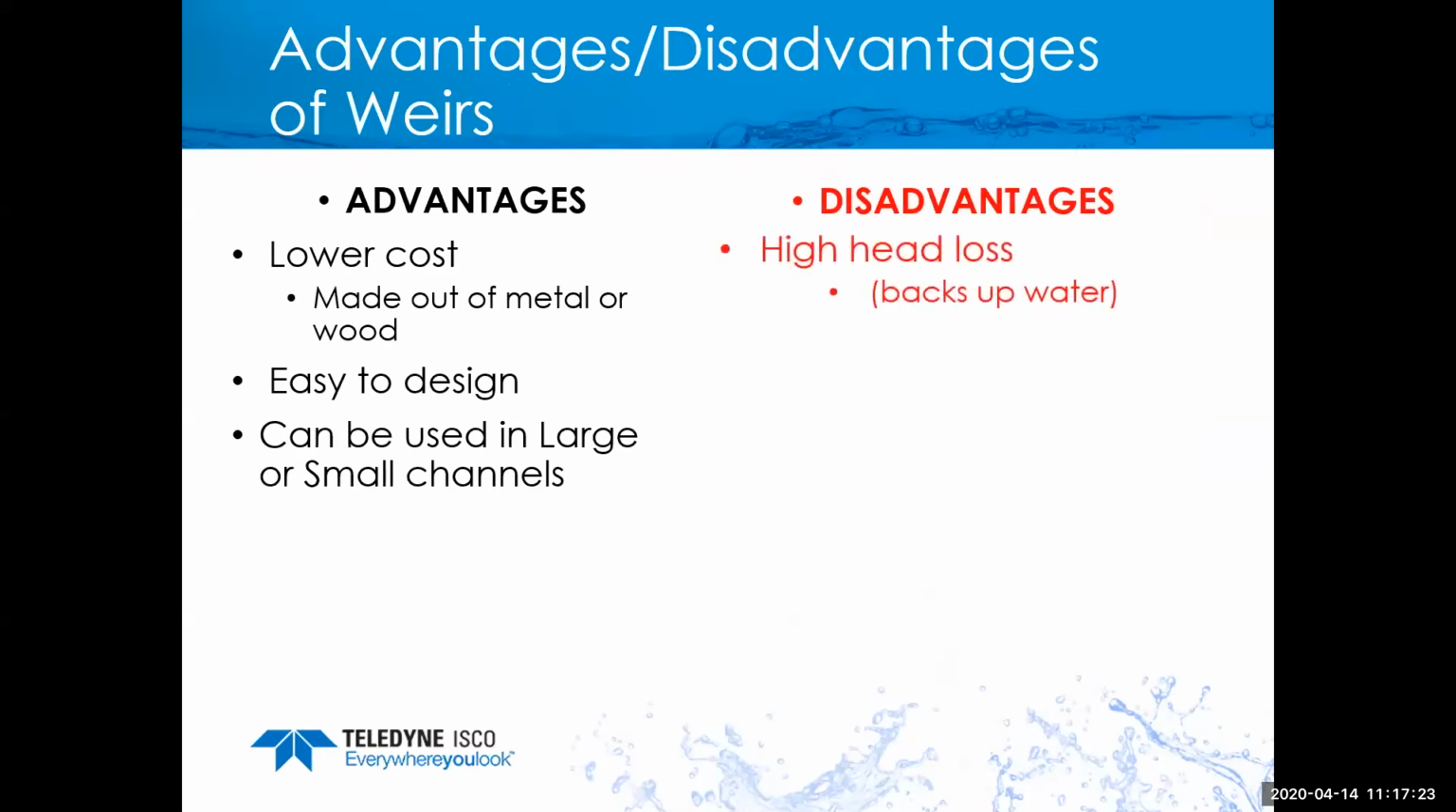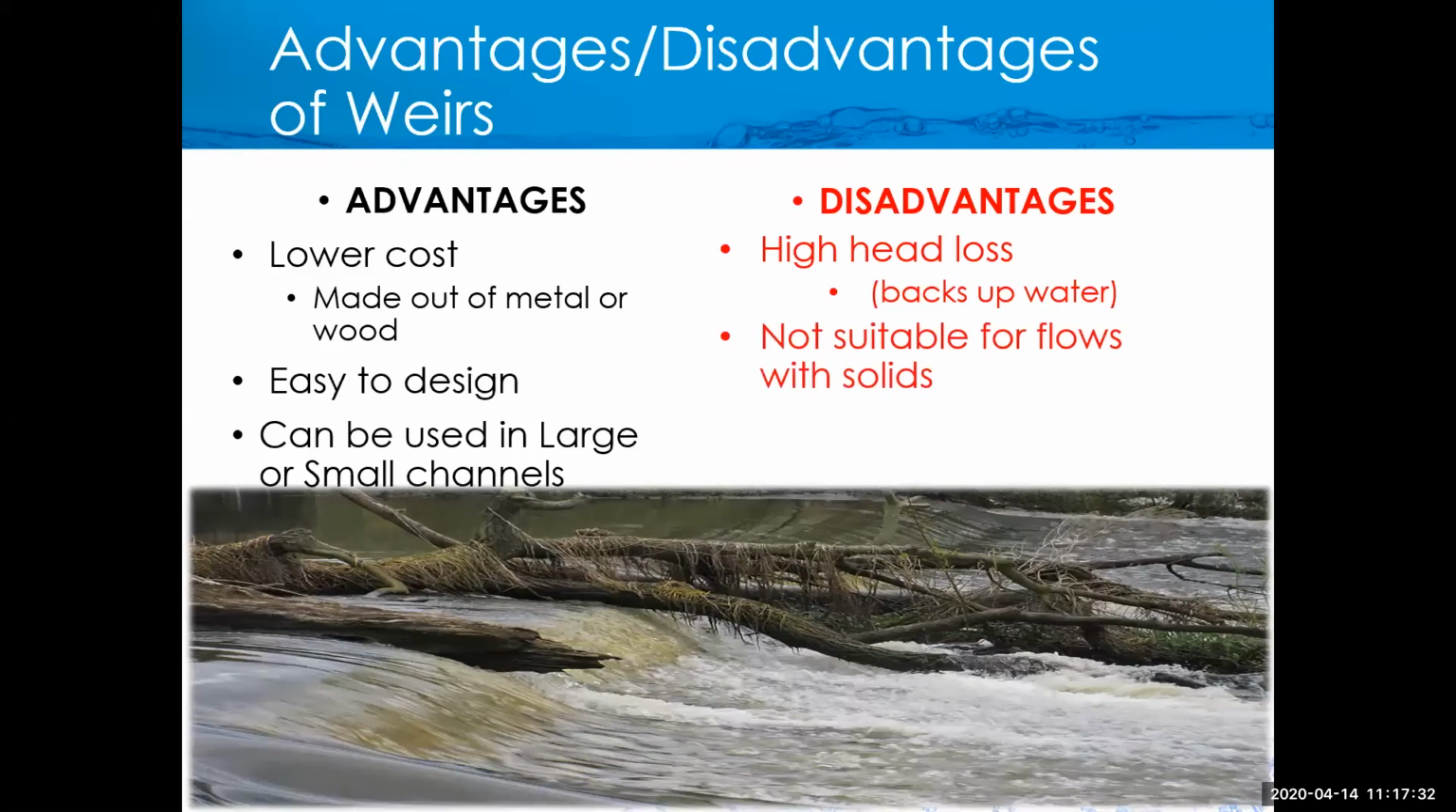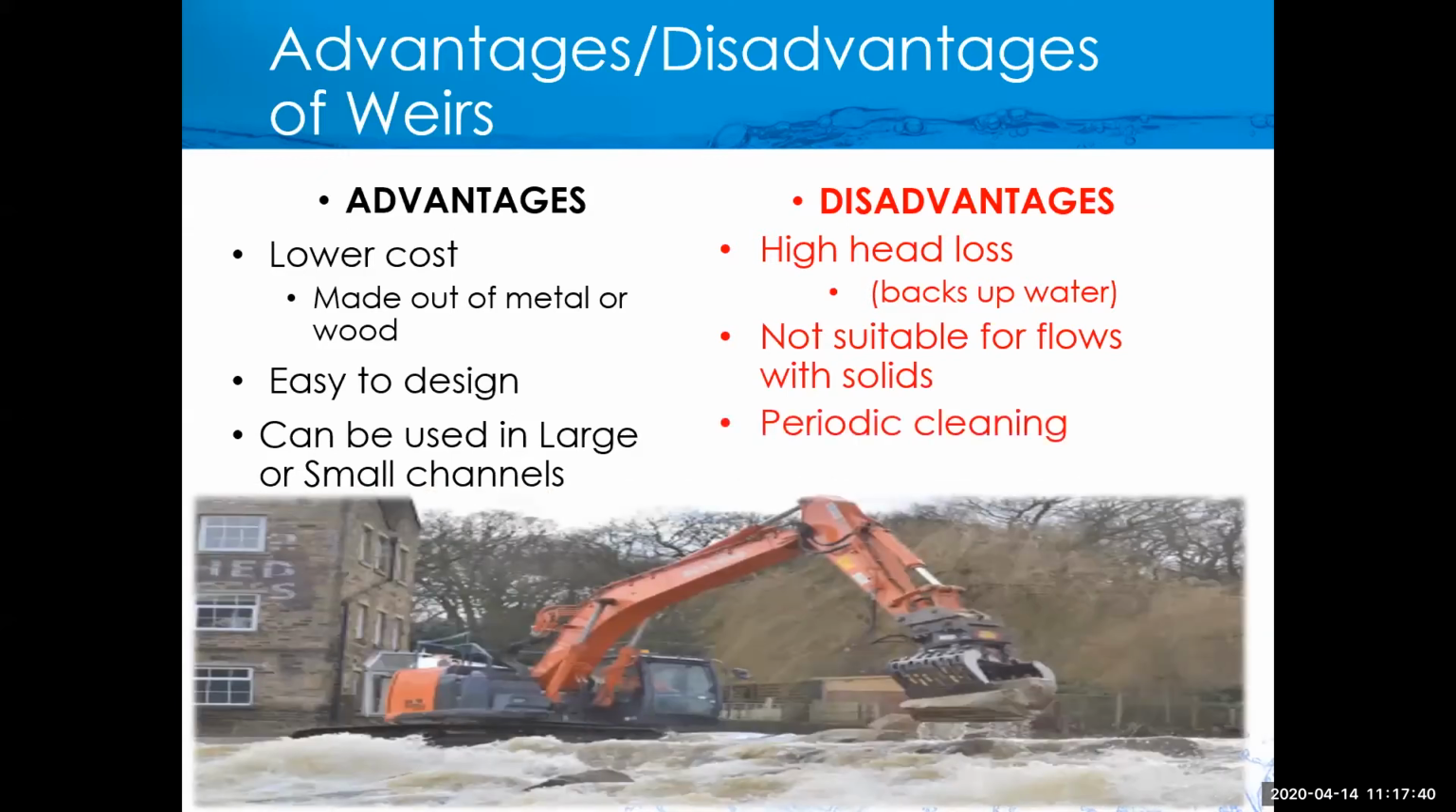The disadvantage is that you do have head loss, because the water backs up since we actually have a weir plate, or a dam, in the flow stream. So what does that mean? It's not suitable for flows with solids. If we have debris going through there, it's going to get caught up on that weir plate, which is then going to lead to maintenance. And depending on the size of the weir, you may have to use some large equipment to clear that debris out of there.